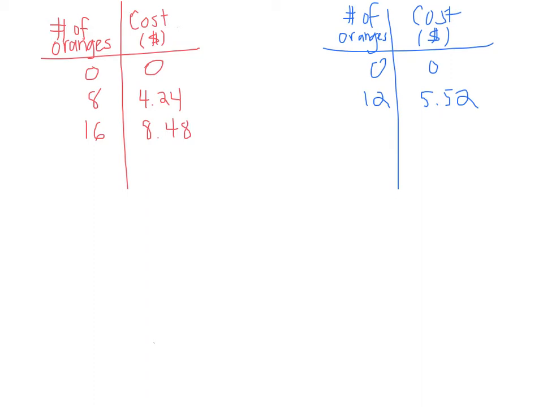What if I want to buy another 8 oranges? I'm going to add another 8 to 16. We get 24. So let's add another $4.24. We get $12.72. Let's try this one more time. Let's add another 8. We get 32, and we know 8 oranges cost $4.24, so we're going to spend $16.96.